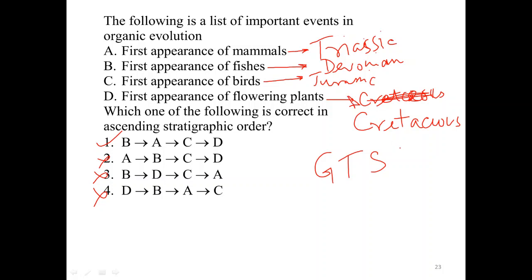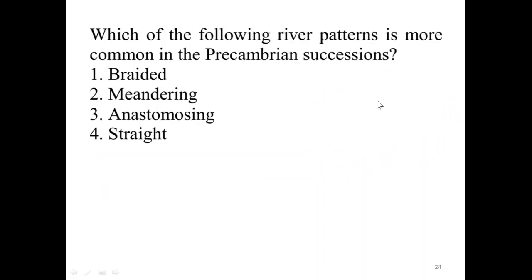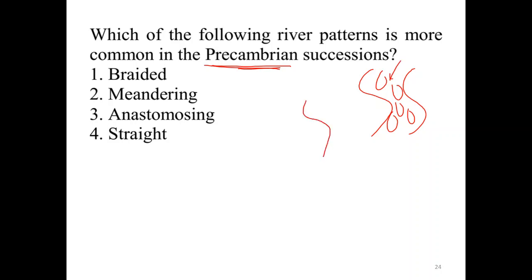All right, which one of the following river patterns is more common in Precambrian successions? Very interesting question. Braided, meandering, anastomosing, straight. So a braided channel would be, this is a braided channel. Okay, this is the stream direction. Meandering pattern is very easy. So this is the erosional bank, this is the deposition. So these are the point bars.